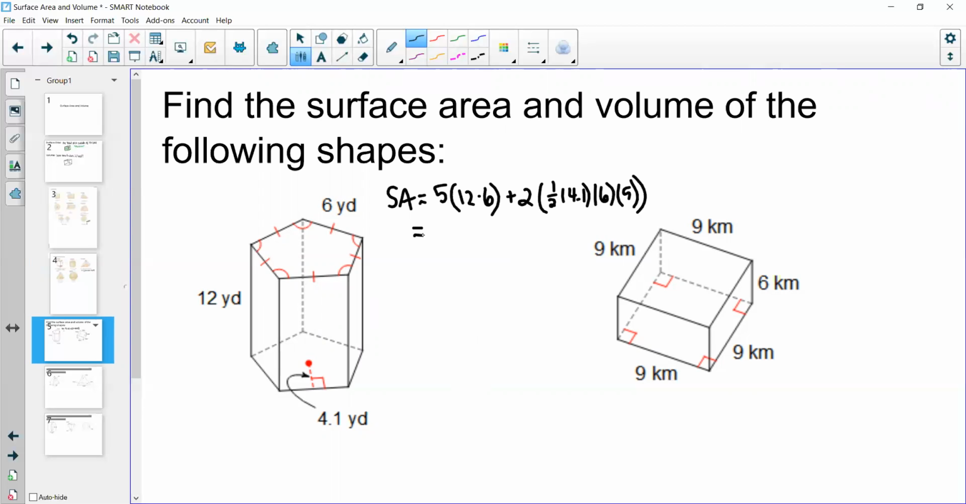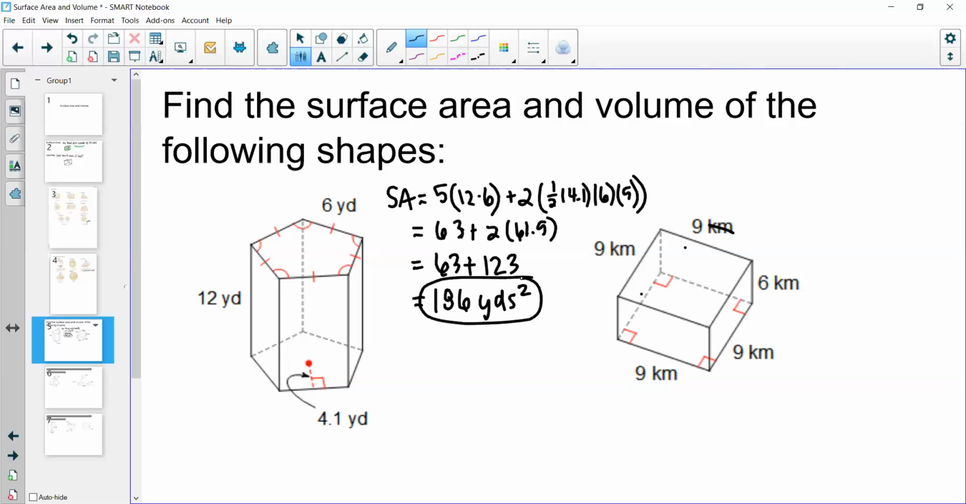So 5 times 12.6 is going to be 63, plus, I'm going to do 2 times, and I'm going to multiply all of these. So 1/2 times 4.1 times 6 times 5 equals 61.5. And then we've got 2 of those. So what we end up getting is 63 plus our 123 for this, which gives us 186 yards squared. Now notice on surface area, our units are squared here because it is a type of area.